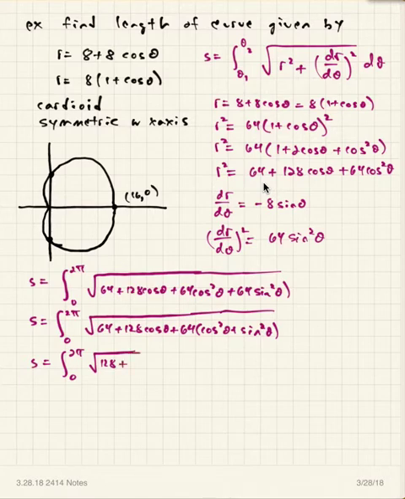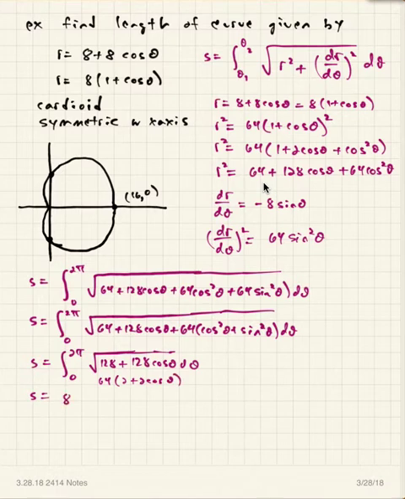plus 128 cosine theta d theta. And I forgot to write the d theta there. I need to write that, definitely. And so now I could factor out 128, but I'm not going to do that. I'm just going to factor out a 64, since I know the square root is 64. So I take out a 64 here, and this leaves me with 2 plus 2 cosine theta.